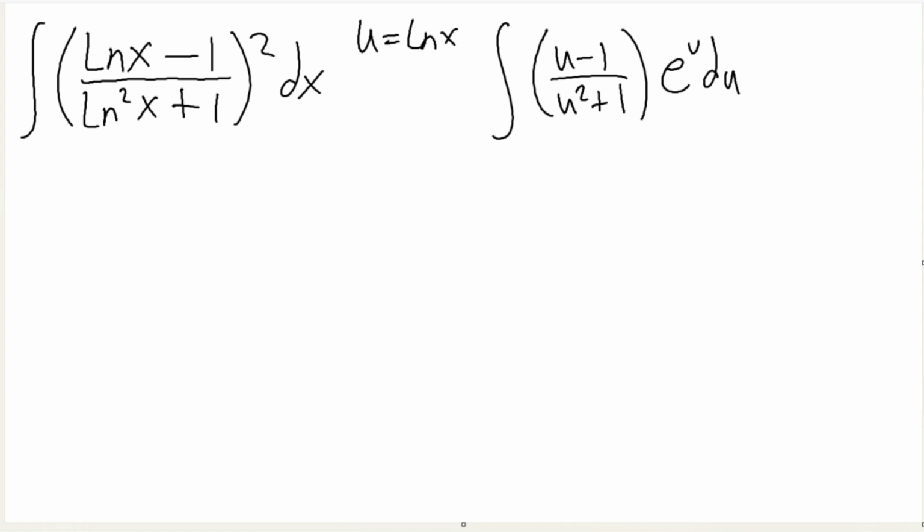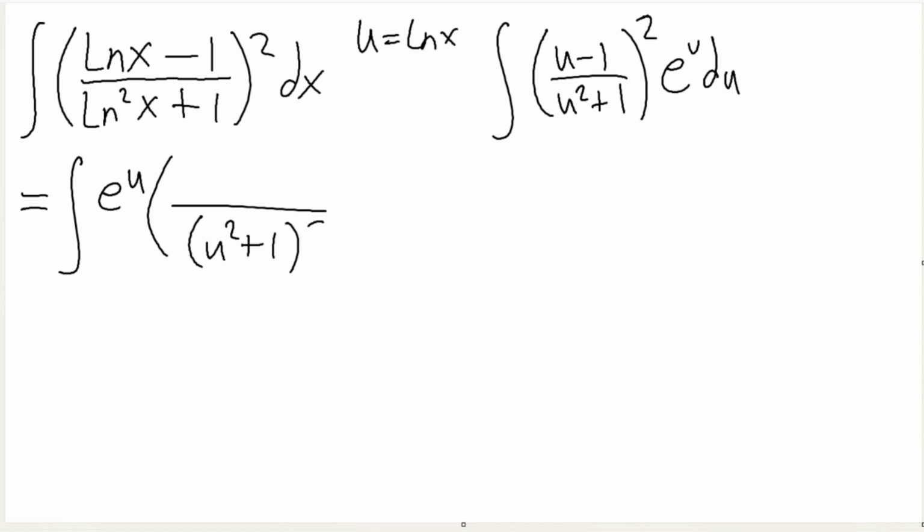Oh, I'm sorry, squared. Don't forget about that squared. Okay, so to see what's going on here, let me go ahead and simplify this. So we have u squared plus 1 being squared. And then u minus 1 squared is u squared minus 2u plus 1. Okay. And I see u squared plus 1 here.